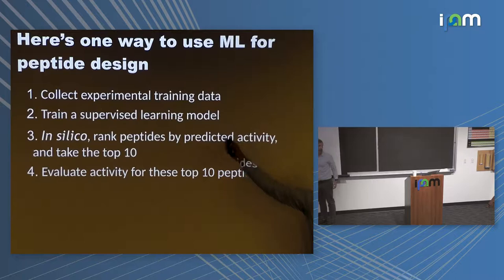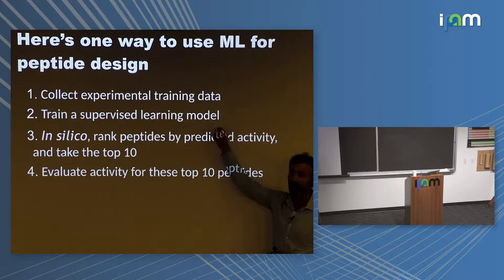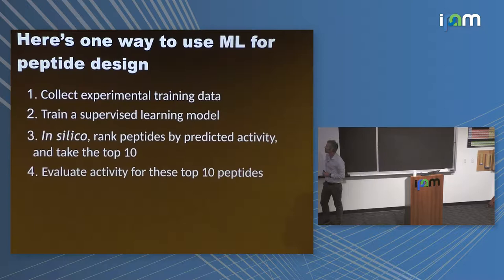Collect some data, train a deep net, and then in silico, in my supervised learning model, I'm going to rank peptides by predicted activity, and then I'm going to tell them what the top 10 are, and then they're going to go ahead and do a wet lab experiment in order to evaluate quality. And then if within those top 10 they find one that they deem to be good, I'll be declared a hero, and if not, I'll be declared to be a villain. And machine learning will be judged to be bad.